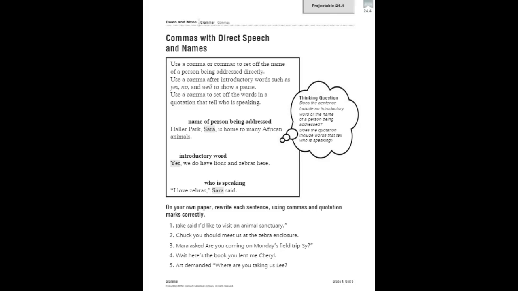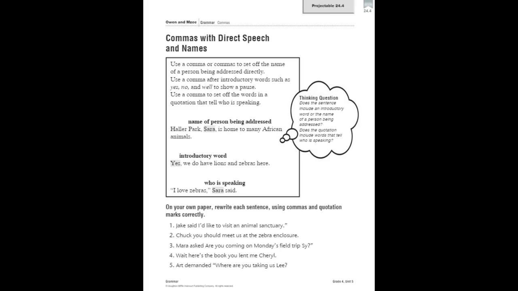So, commas are used to introduce direct speech, or the exact words that someone says. Okay, we use quotation marks before and after the words someone says to set them apart from the other words in a sentence. And when a speaker is addressing someone, a comma is used to set off the person's name.